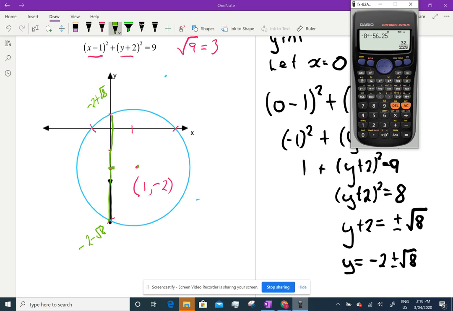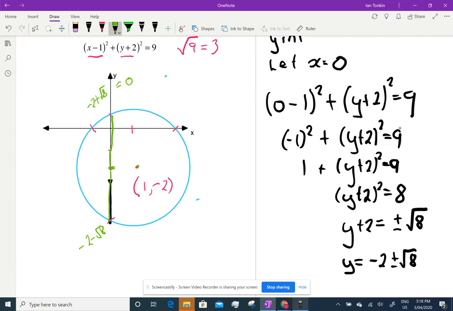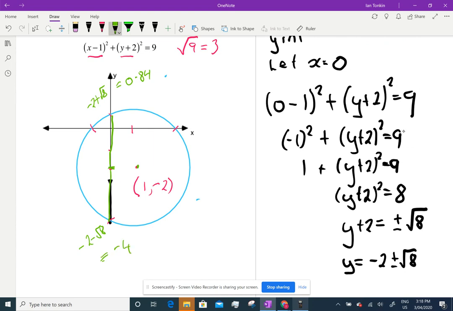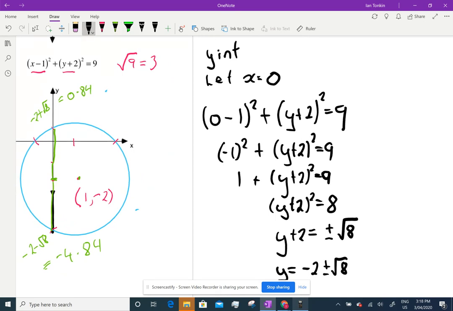Now, if we work those out as decimals, -2 plus root 8 equals 0.84. And if I go back to my calculator and just change that to a minus sign, oh, bugger. So -2 minus root 8. Negative, so this is -4.8. So there's the y-intercepts.